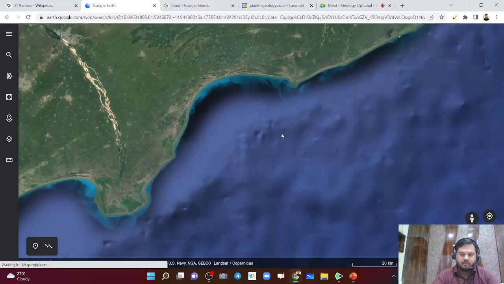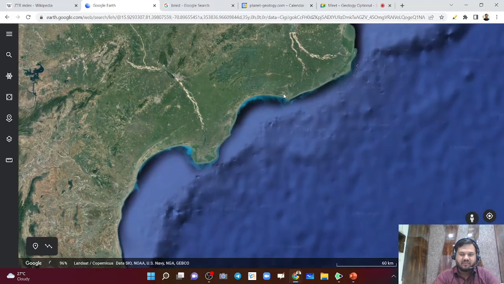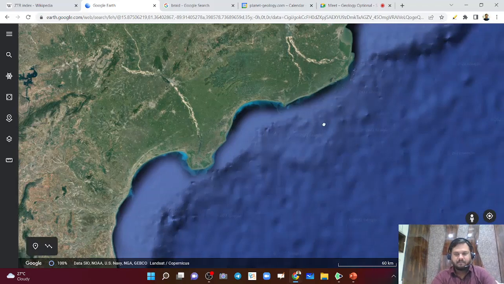So, can you tell me, is there any difference between this delta? You see the coastline here, right? Okay, I'll come back to the details of delta after a while.